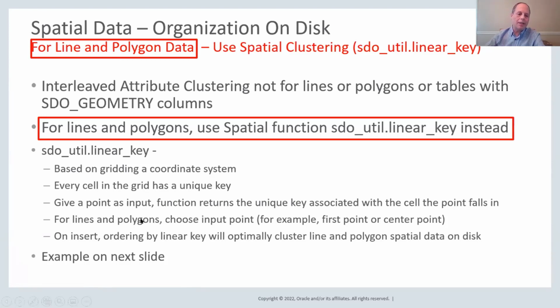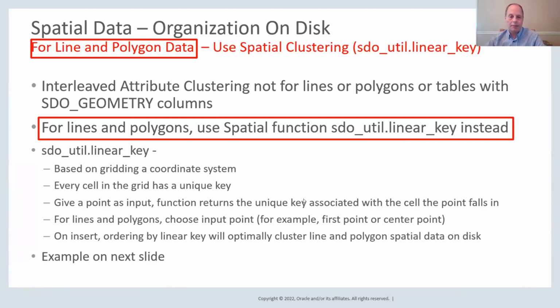For lines and polygons, you have to choose a point. We're not going to cluster every point on a polygon or every point on a line. You have to just choose one point. It can be the first point, or it could be the center point. I generally use the first point, and I'll show you that on the next slide. We're going to cluster the polygons or lines based on the first point of the geometry. So an insert ordering by linear key will optimally cluster line and polygon data on disk.